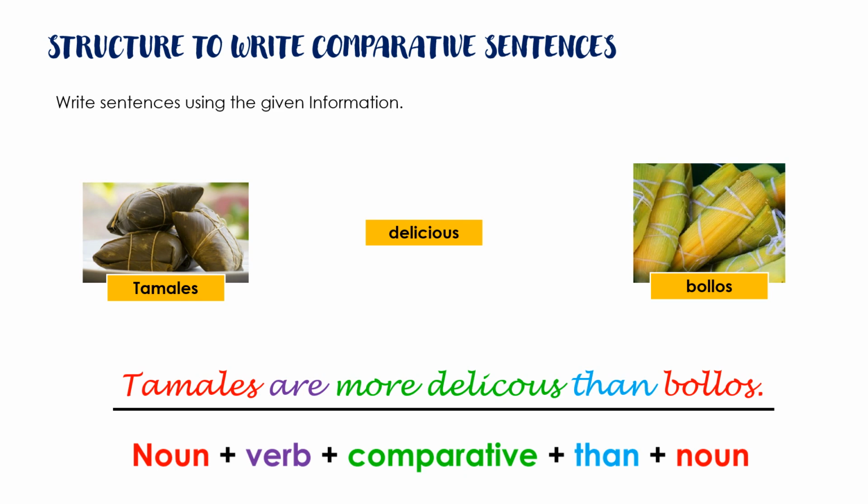We're going to find the verb be, because tamales is plural, so that's why we are using are. Tamales are more delicious than bollos. We are using our comparative form of delicious, and we are using, of course, our word than, and the second noun that we are comparing, that is bollos.